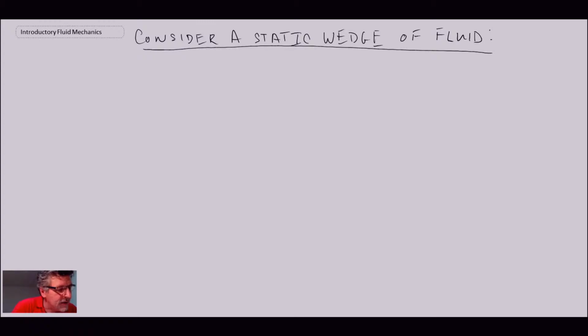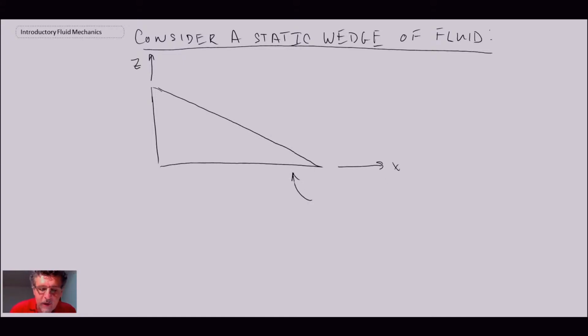So I'm going to draw out our chunk of fluid. It's a wedge, so it's going to look something like this. And I'm now going to draw the coordinates that we have, and Z will be in the vertical, X will be in the horizontal, and what we're going to do is assume that Y goes into the plane of the screen, and that will be width B into screen. Now, this chunk of fluid, the origin will be here. Let's assume that it has some mass.